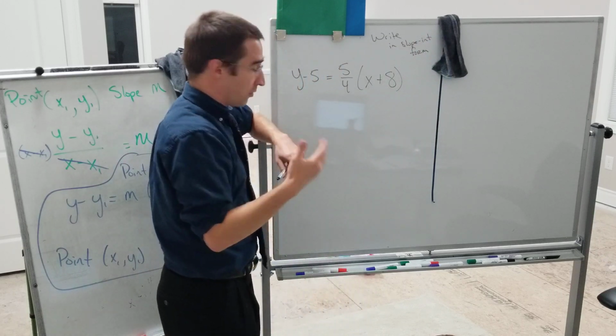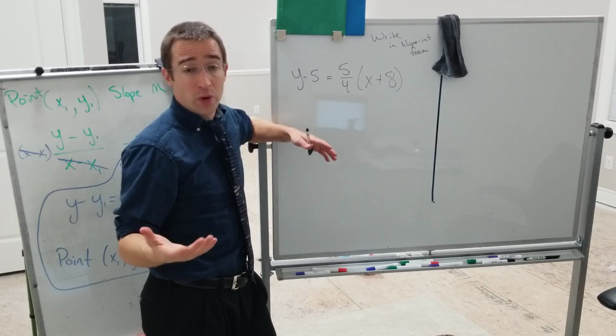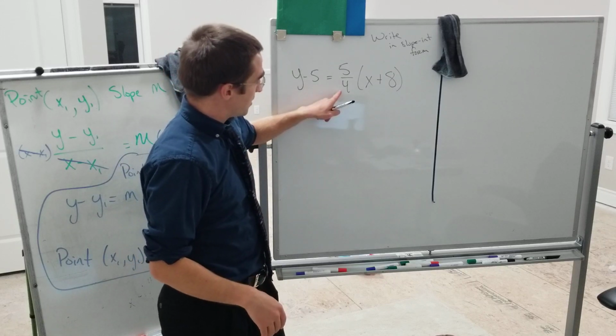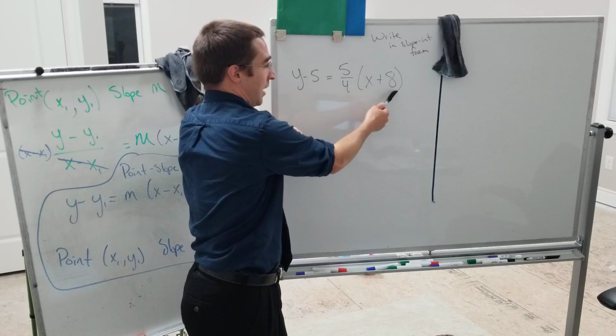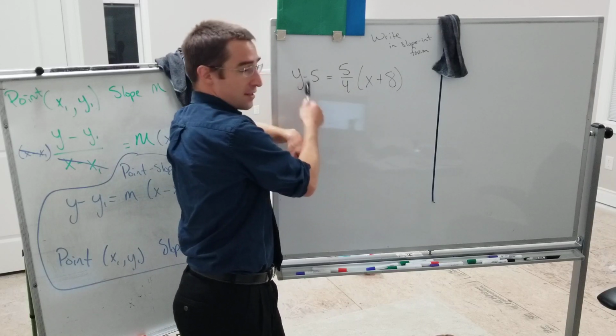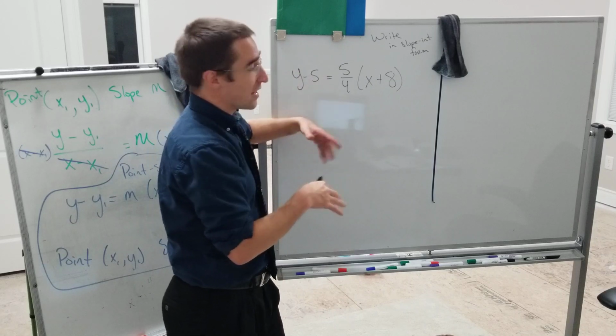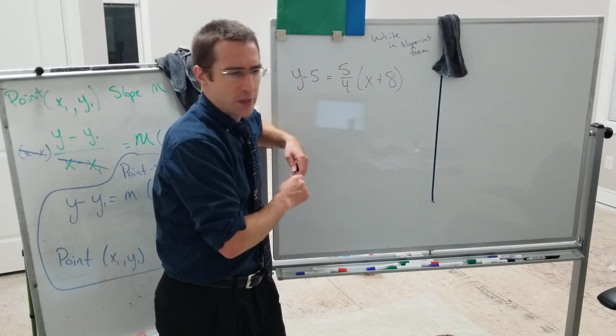Well, first, before we do that, we can look at this and say what point and what slope we have here. We have a slope of 5/4 and a point of -8, 5. The opposite of this number is our x number, and the opposite of this number is our y number on our point. It's not what it's asking for, but it's a little bit of information about this equation.